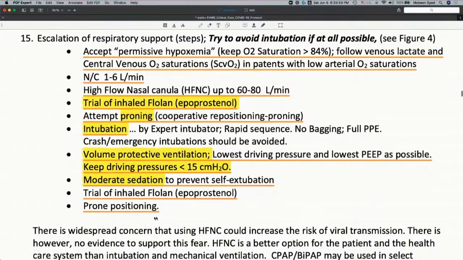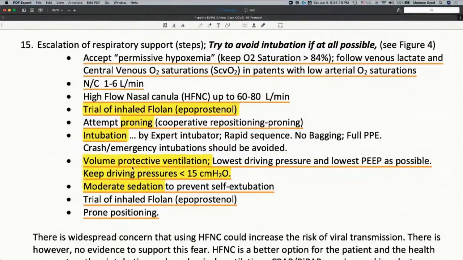And then the last two lines, they have actually said them here. I think they just typed them incorrectly once more. Trial of inhaled Flolan, we have that here, and prone positioning, we have that up here as well. So this is if the patient continues to deteriorate, then what have they added? They have added more oxygen to the patient. They have started giving a prone position. And they have added one more antiplatelet drug or anticoagulant drug to fight the hypercoagulability.